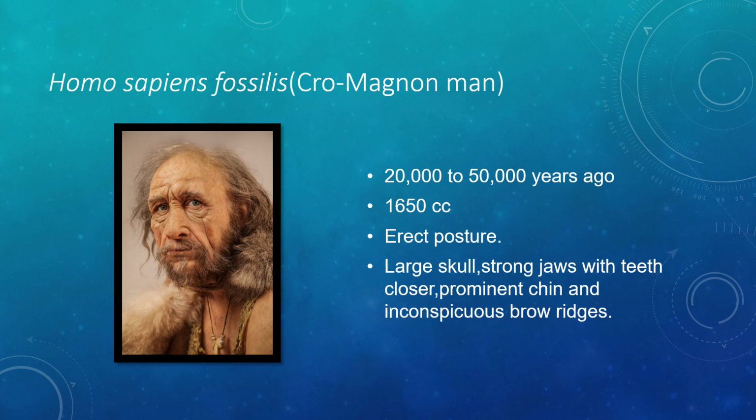Next comes the Homo sapiens fossilis, or the Cro-Magnon man. They lived 20,000 to 50,000 years ago. They had a brain capacity of 1650 cubic centimeters. They had erect posture and a large skull. They had strong jaws with teeth closer together, a prominent chin, and inconspicuous brow ridges. Okay.